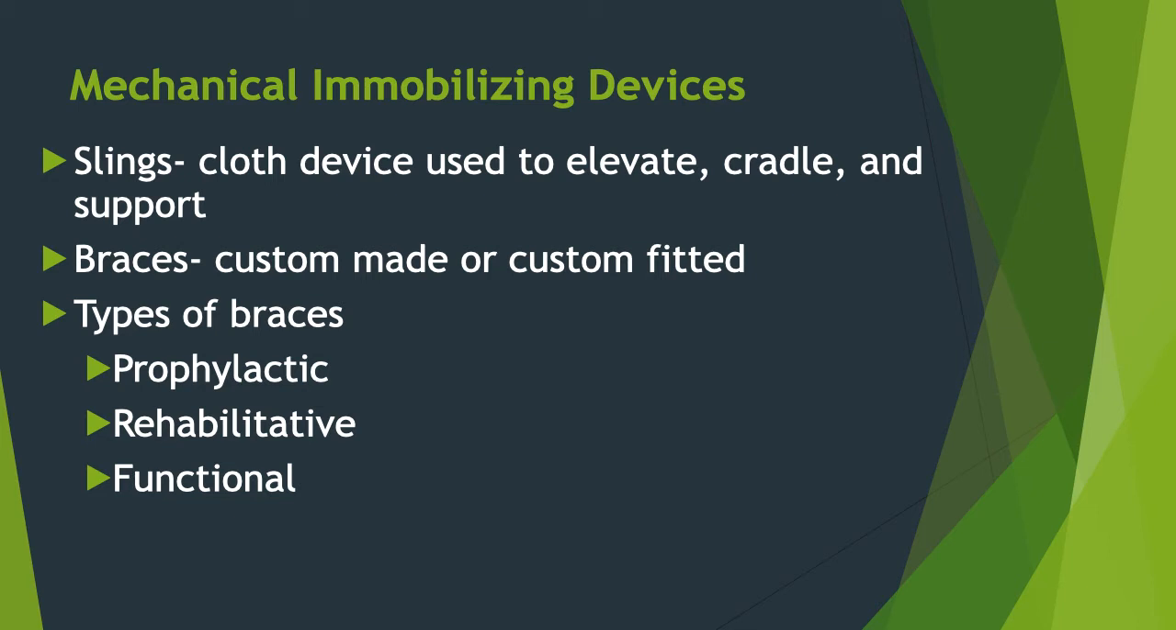Other mechanical immobilizing devices can be in the form of slings, which is a cloth device used to elevate, cradle, or support an arm. You'll see a sling sometimes used in a client who's had a pacemaker placed. A brace is a custom made or custom fitted device. Some types of braces include prophylactic, rehabilitative, and functional.